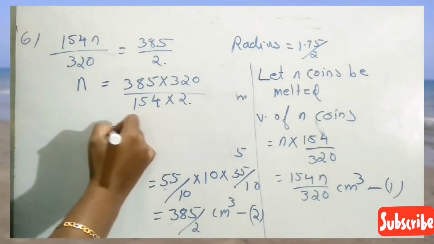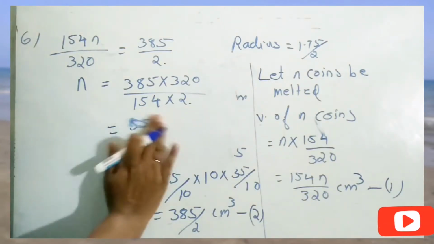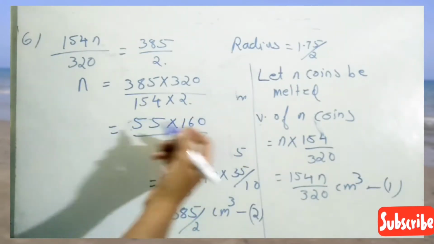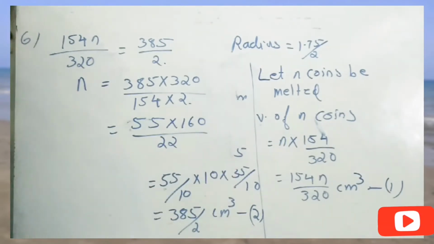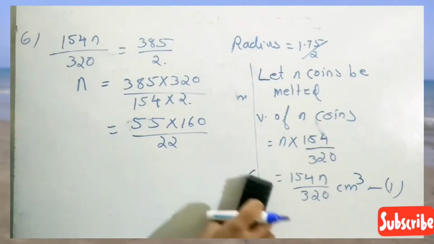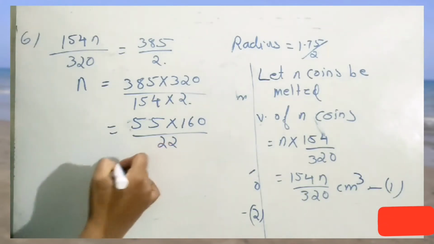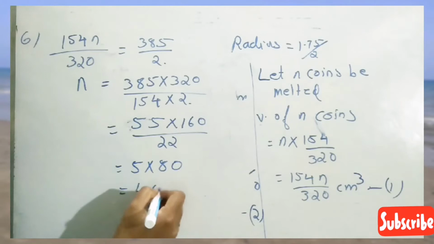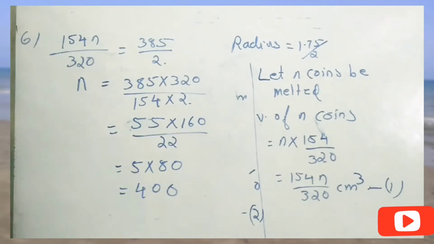And this is equal to 55 into 160 divided by 22, and that we get as 5 into 80, which is equal to 400. Hence 400 coins must be melted to form a cuboid of dimension 5.5 centimeter into 10 centimeter into 3.5 centimeter.